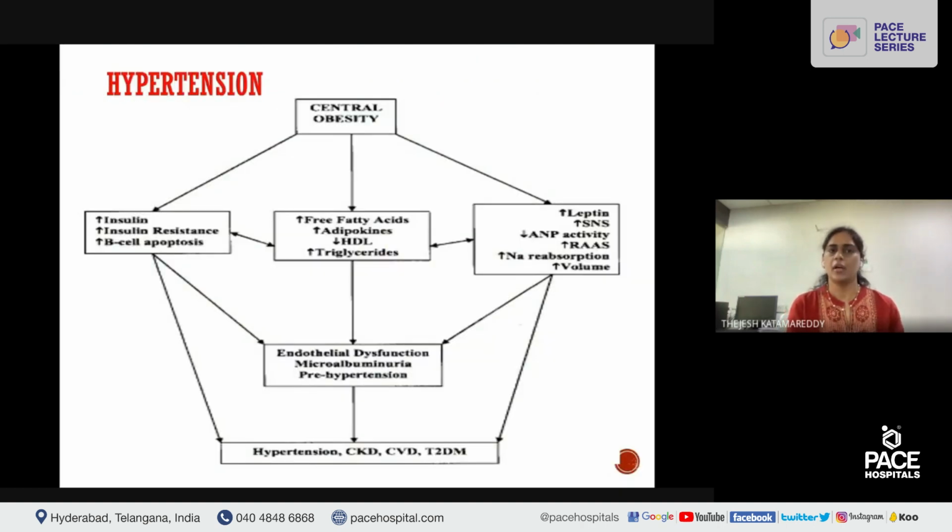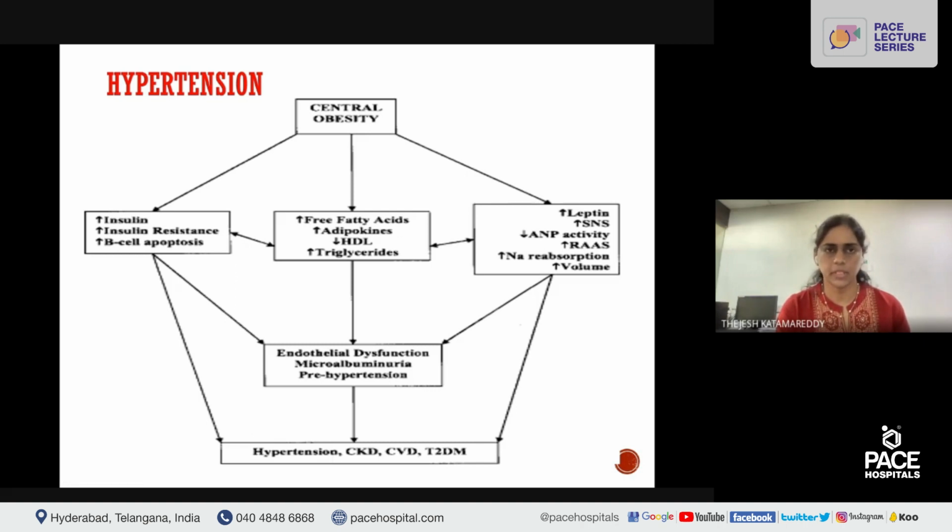Coming to hypertension, how is metabolic syndrome causing hypertension? Central obesity, through mechanisms like insulin resistance, release of adipokines like leptin, and stimulation of the sympathetic nervous system, decreases atrial natriuretic peptide activity, and the renin-aldosterone ratio is increased. This system is disrupted, with increased sodium absorption. All this will lead to endothelial dysfunction, leading to microalbuminuria and prehypertension, which ultimately leads to hypertension, CKD, CVD, and type 2 diabetes.